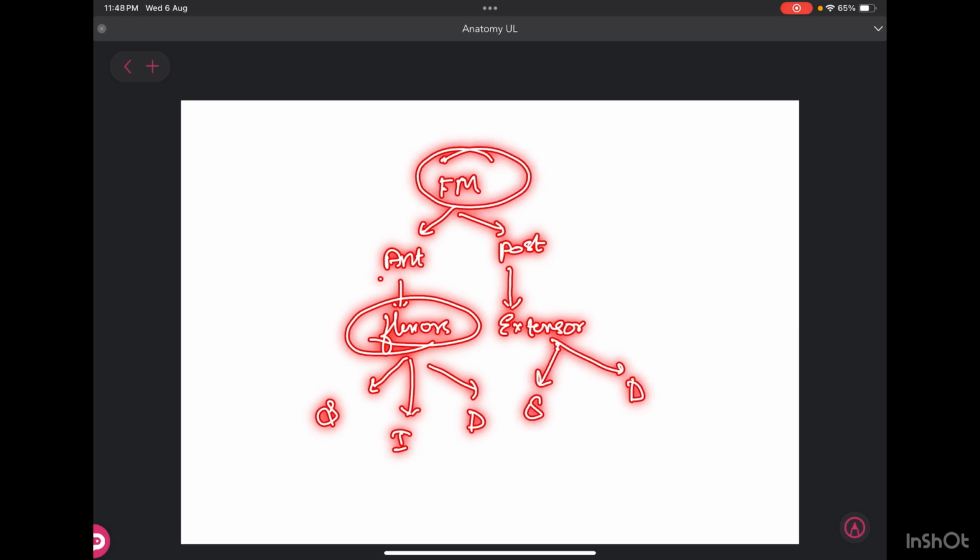So these are the muscles of the forearm. They are divided into an anterior and a posterior compartment. The anterior compartment muscles are flexors and the posterior compartment muscles are extensors. The flexors are again divided into superficial, intermediate and deep layers, and the extensors are divided into superficial and deep layers of muscles.